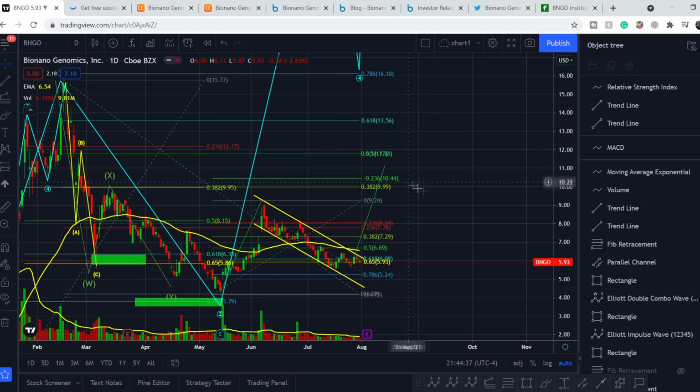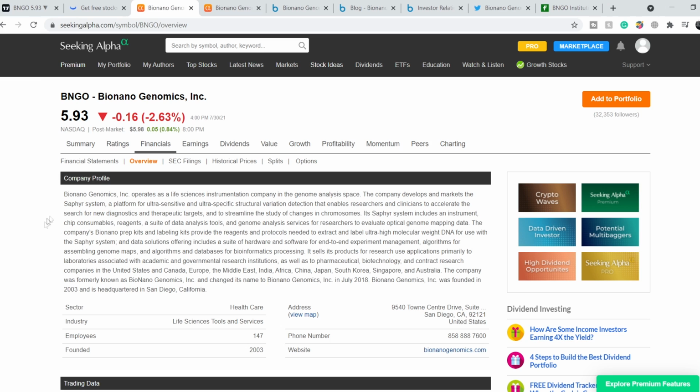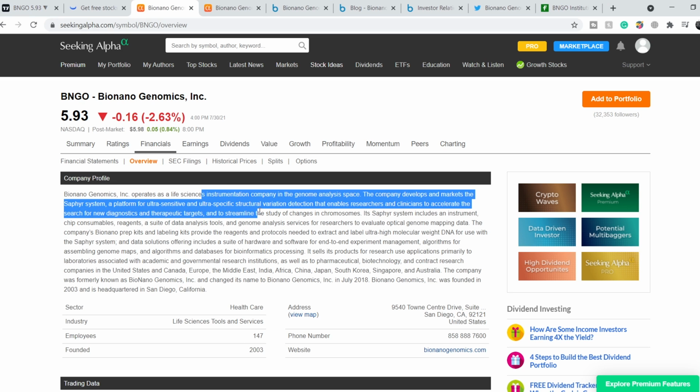For now, let's continue with the fundamentals and let's start with the company profile. Bionano Genomics operates as a life science instrumentation company in the genome analysis space. The company develops and markets the Saphyr system, a platform for ultra-sensitive and ultra-specific structural variation detection that enables researchers and clinicians to accelerate the search for new diagnostics and therapeutic targets and to streamline the study of changes in chromosomes. I have to say that this company has a very, very good product and it is well protected from the intellectual property standpoint.